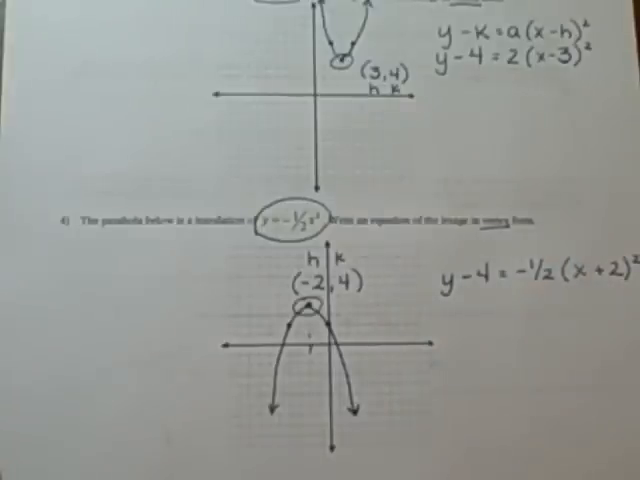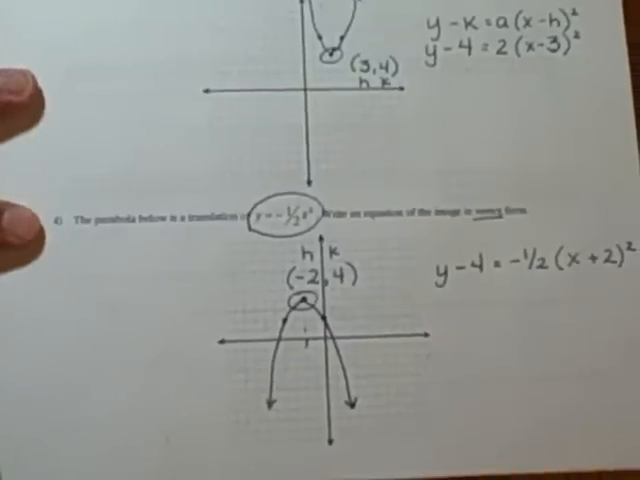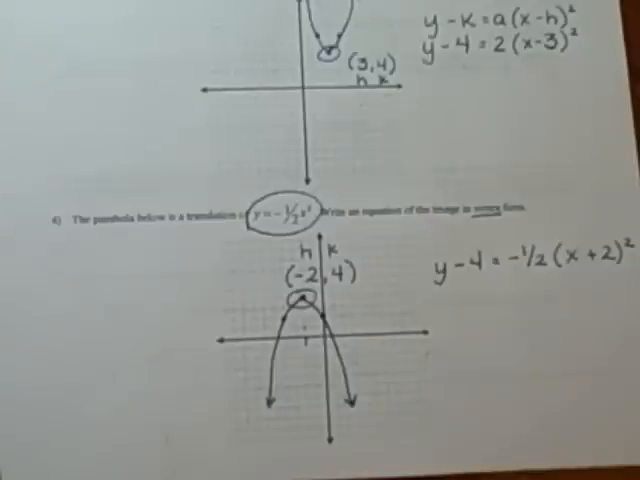And that's it. You don't have to do anything else to it. It's just asking for it in vertex form. Y minus 4 equals negative 1/2 times the quantity x plus 2 squared. Okay, that's it for page 1 of your second review packet over chapters 5 and 6. Page 2 is coming right up.